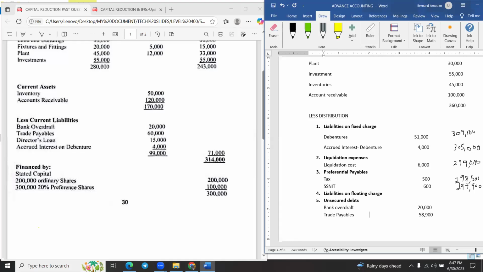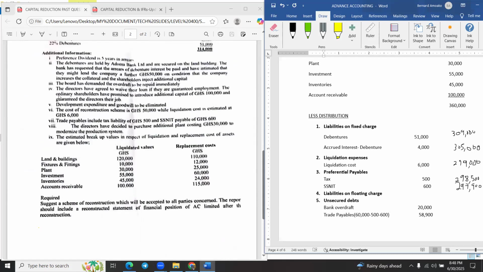So guys, you see this trade payables figure we had there was 60,000. Out of it, we were told there is tax of 500, and there's a net of 600. So you need to deduct them from it. That is how we had 58,900. Read the question very carefully. Point number VII says trade payables include tax. Now that we have recognized the tax and the net, the remaining is for trade payables. Are we confusing some people?